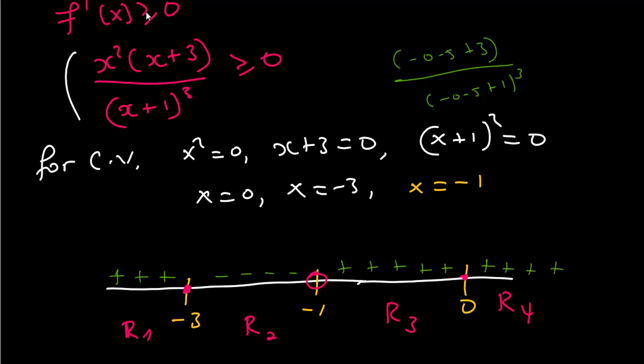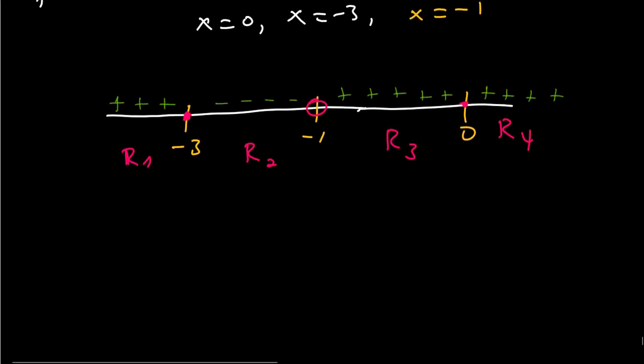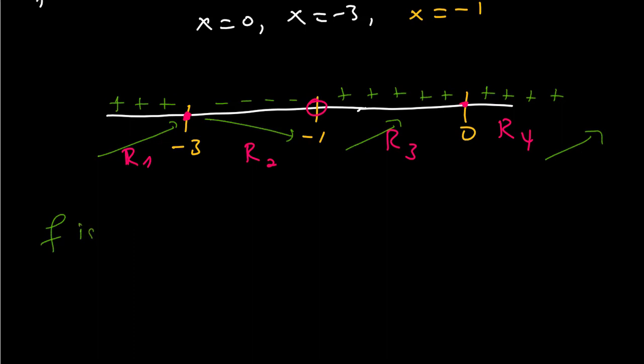So what we observe is that in region 1 the function is increasing, and in region 2 the function is decreasing. In region 3 the function is increasing, and in region 4 the function is increasing. So what then do we realize? We are going to see that f is increasing.